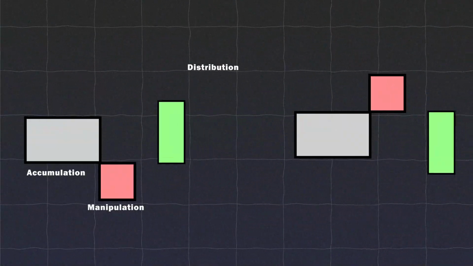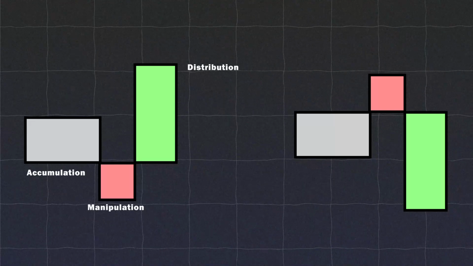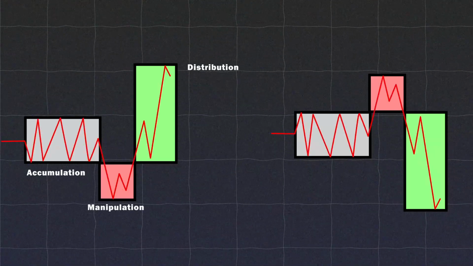This is where the concept of AMD, or accumulation, manipulation, and distribution, plays a vital role. In this context, accumulation refers to a period of range-bound or consolidated trading. This phase sets up buy stops above previous highs and sell stops below previous lows.